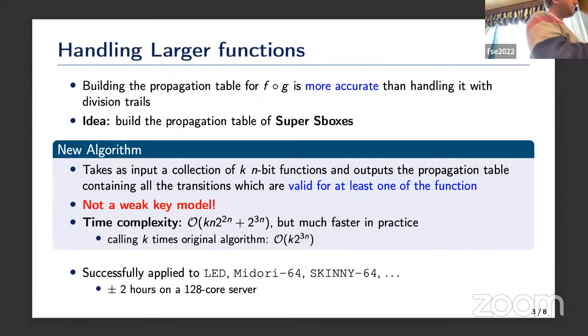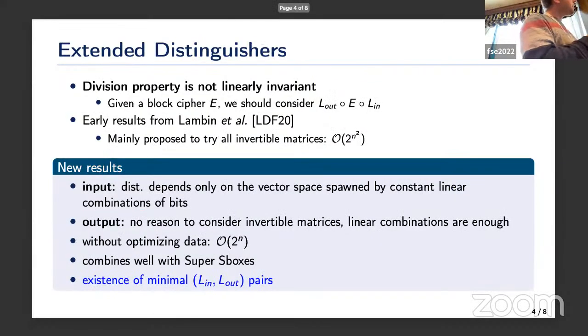And I insist that this is not a weak key model, okay? Because in division property, you have an integral distinguisher if and only if there is no trail. So it works. Here you have the complexity of our new algorithm, and we successfully applied it to super S boxes of many ciphers. It takes around 2 hours on a 128 core server. The second improvement we made in this paper is related to extended distinguishers.